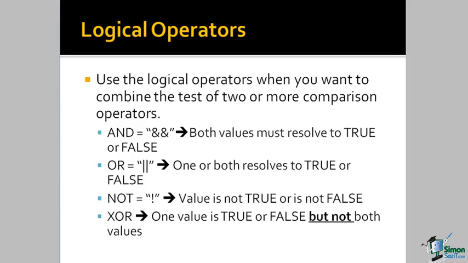And then we could also say the more esoteric XOR, where only one value could be true or false, but not both. Unlike the OR operator, where if either or both of the comparisons returns true or false, depending on your comparison, the OR operator returns true. We'll see examples of these.